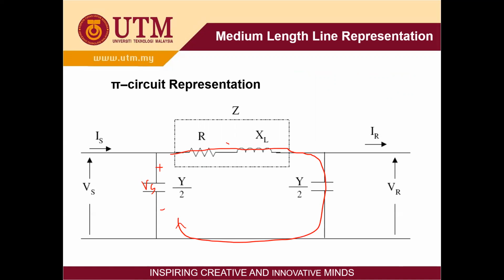And the current here is IR plus VR Y over 2. So actually Vs is equal to I Z plus VR, where I is IR plus VR Y over 2, multiplied with Z, plus VR.